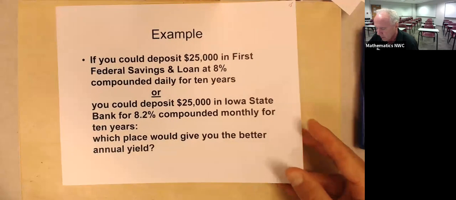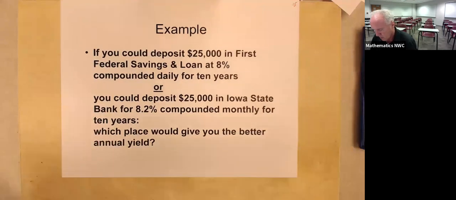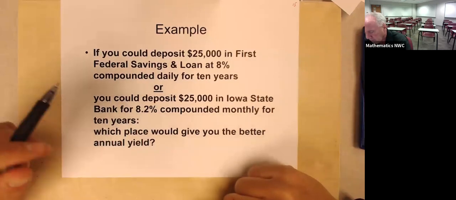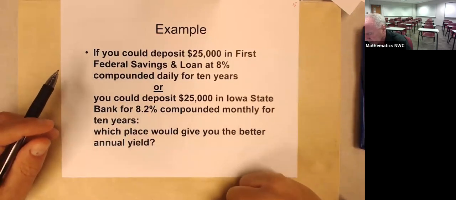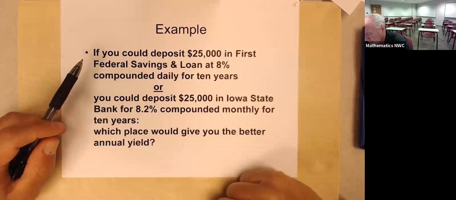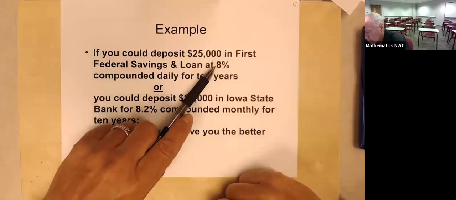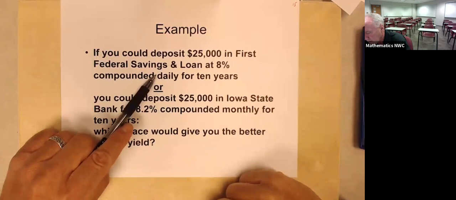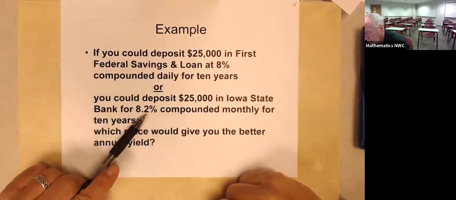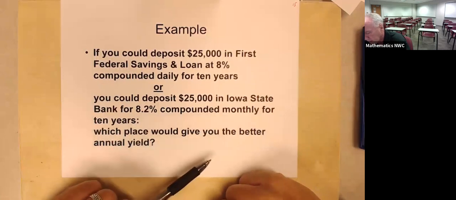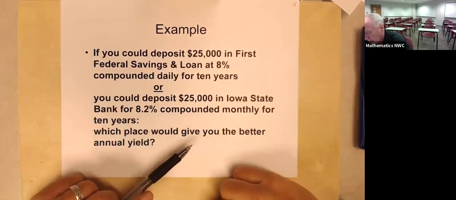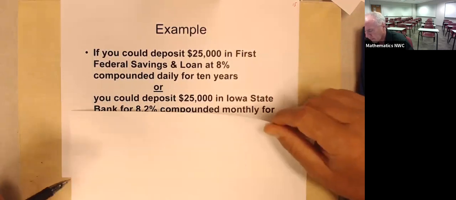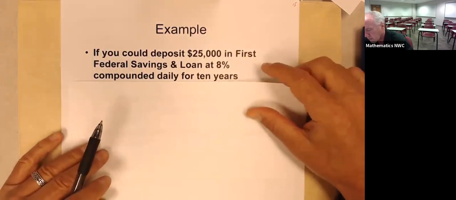Let's take this problem right here. This one gives me 8% daily. This one gives me 8.2% monthly. I want to find out which one gives me the better annual yield. Okay, so to that end, let's go with this one once.